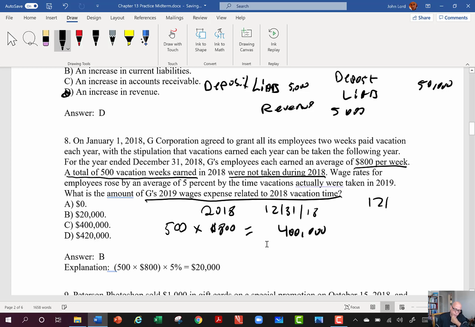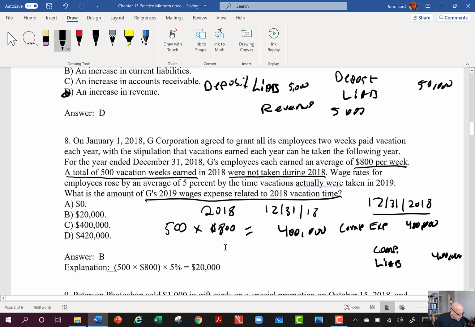So at 12/31/2018, which I already wrote and I'm writing it again, I'm going to go ahead and debit compensation expense. I'm just going to call it comp expense, for 400,000. And then I'm going to credit compensation liability for 400,000, because they earned that in 2018 at the 2018 prevailing wage.